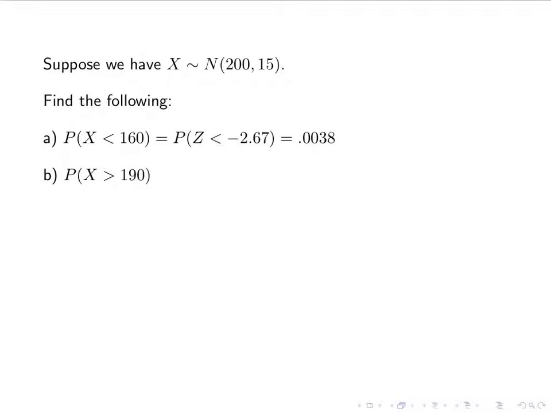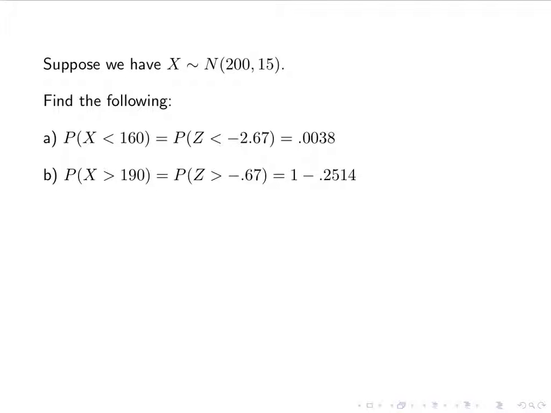What about the probability that x is greater than 190? So again, I'm going to have to standardize the 190. So I take 190 minus 200, divide by 15, and I get, to two decimal places, negative 0.67. So the probability that x is greater than 190 is the probability that z is greater than negative 0.67. The fact that I have greater than means that I'm going to have to take 1 minus the probability that z is less than negative 0.67.